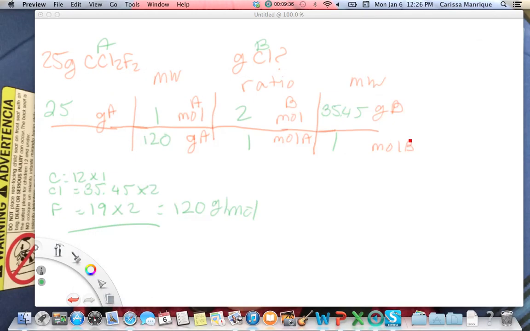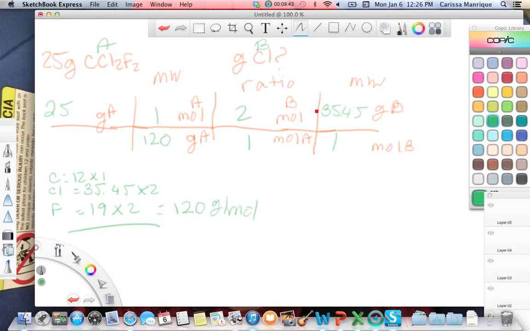Now let's just multiply everything all out. When we do 25 multiplied by 2, multiplied by 35.45, and divide that by 120, you should get about 14.7 grams of chlorine. Okay? So I know this sounds hard and confusing, but just remember, it's the same thing every time. Let's do one more example to really drive this in. Now this one I'm just making up in my head.